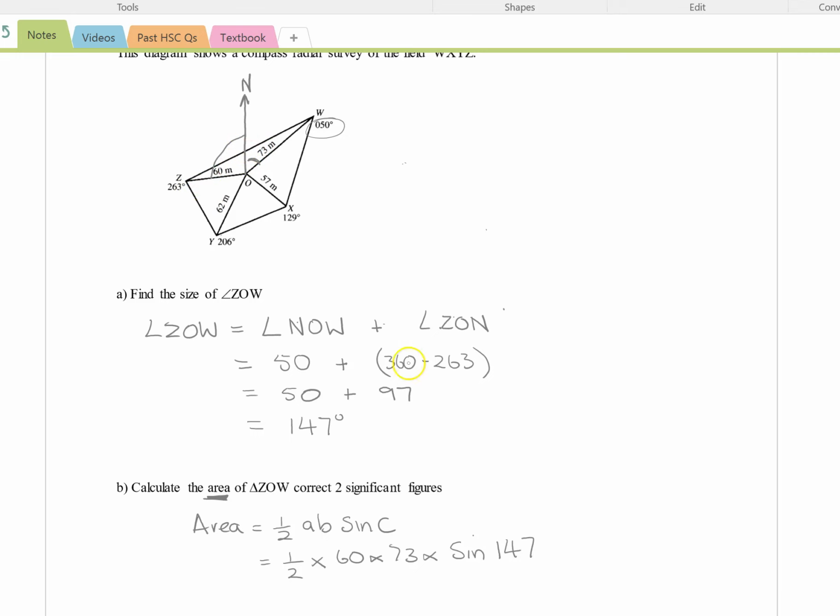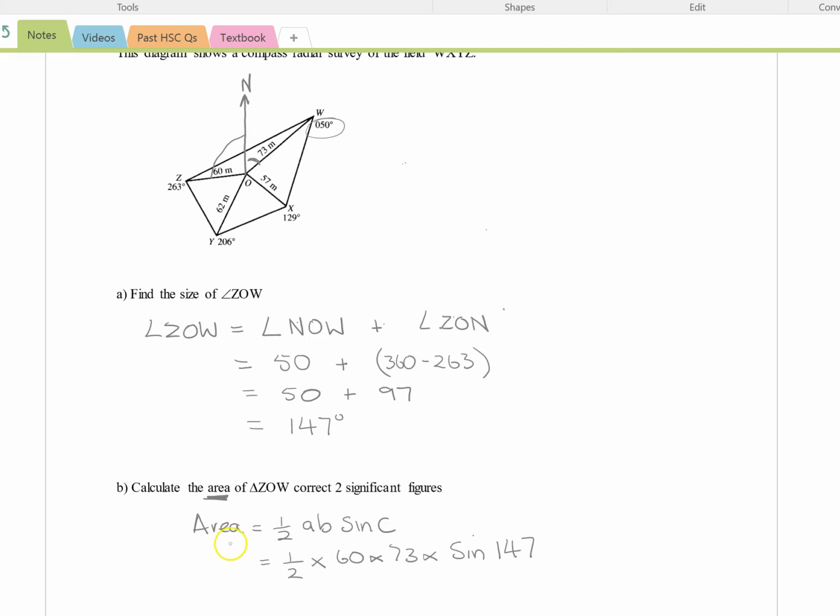We know that all the way around is 360 degrees, and we want to take off this 263 degrees to see how much is left. So in doing 360 subtract 263, which is 97, and when we add the 50 and the 97, we get 147. So the size of the angle in there at the middle, in triangle ZOW, is 147. Now that nicely takes us on to part B, which is calculate the area of triangle ZOW, correct to 2 sig figs.